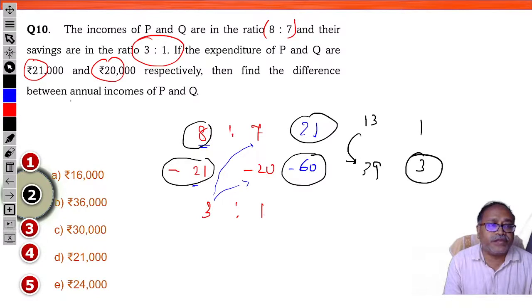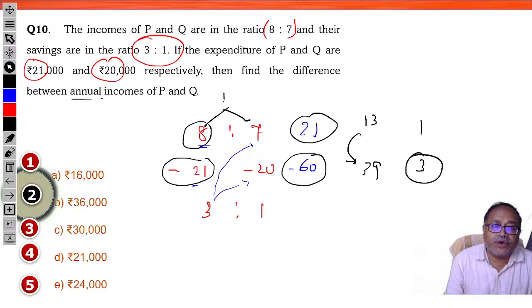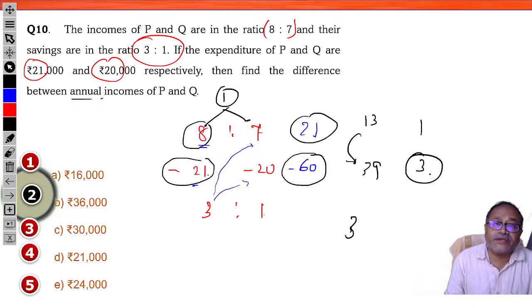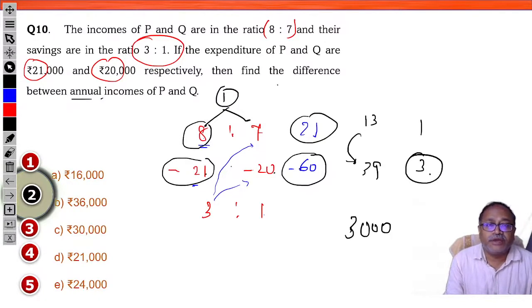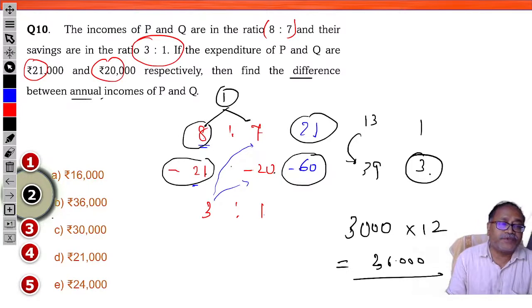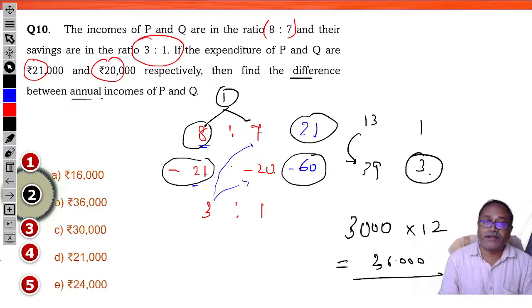Now find the difference between the annual incomes. The difference is 1 part, and 1 part is 3. All the figures are taken as 1,000 here, 21,000, 20,000, so this 3 is 3,000. But they ask the difference between annual incomes, so multiply this by 12. That's 36,000, the difference between these two. Option B. Well done, Nilambad. Well done, sir.